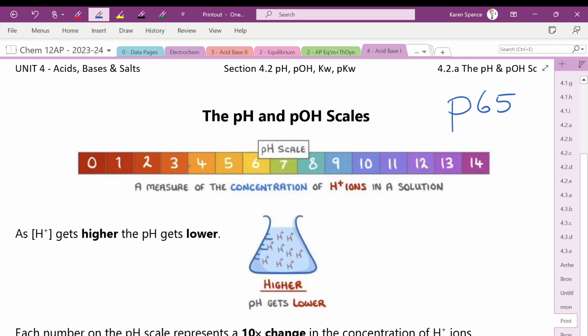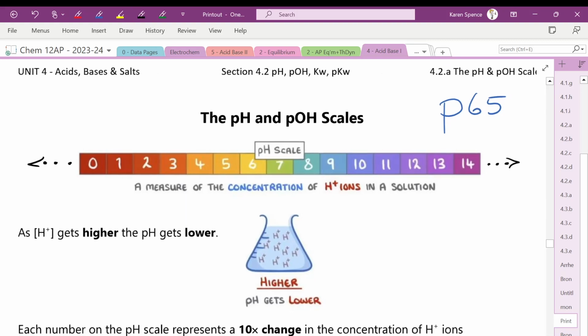Okay, so pH and pOH scales. What you can see here is we have the scale. Are you familiar with the 0 to 14? Yes? To be honest, in grade 12, we'll learn that it actually will go higher and it will actually go lower, okay? But the typical range of pH is from 0 to 14.